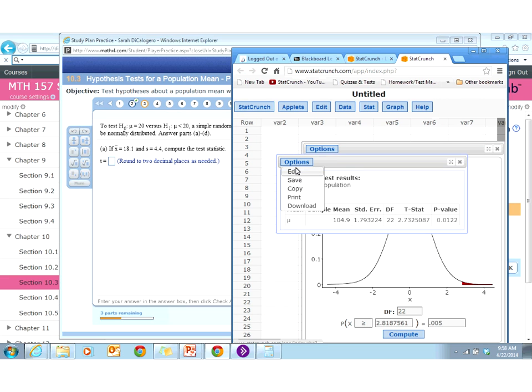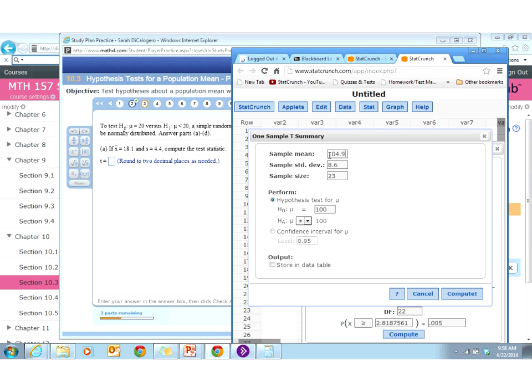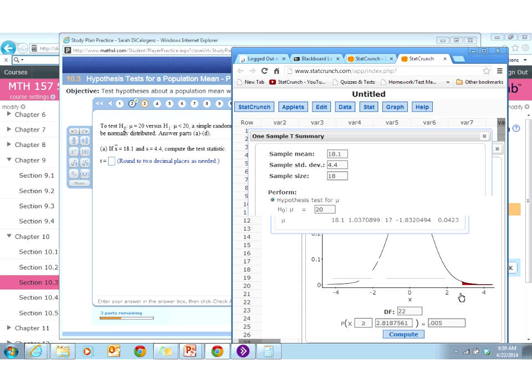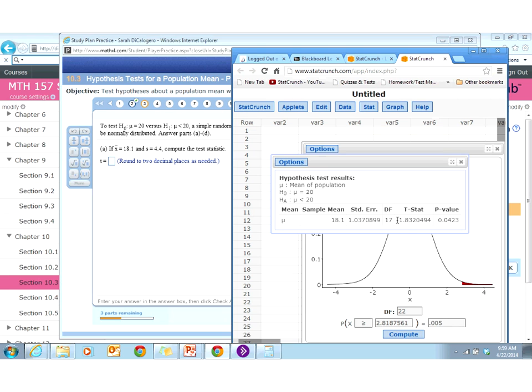And if you come in here and go to options, edit, you can just change the values without having to restart. Sample mean is 18.1. Sample standard deviation is 4.4, and our sample size is 18. The hypothesis test is for it equal to 20, and the left tail test for it less than 20. Let's hit compute. There's our t-statistic, negative 1.832.